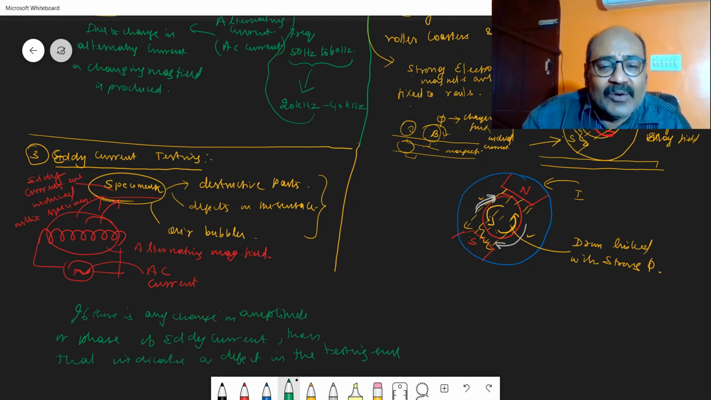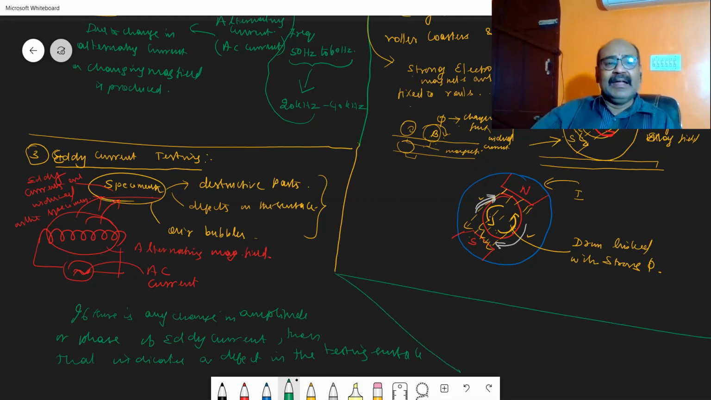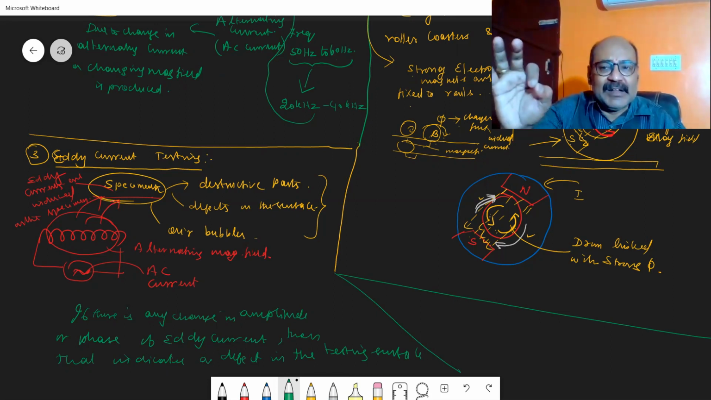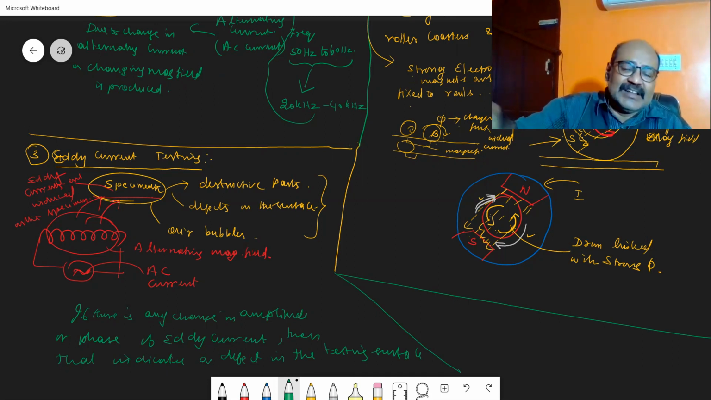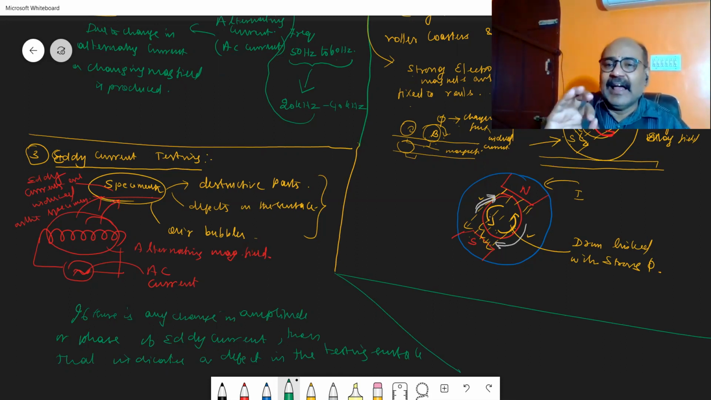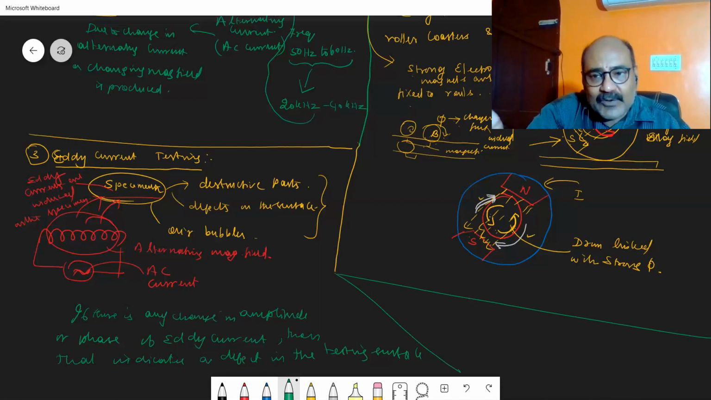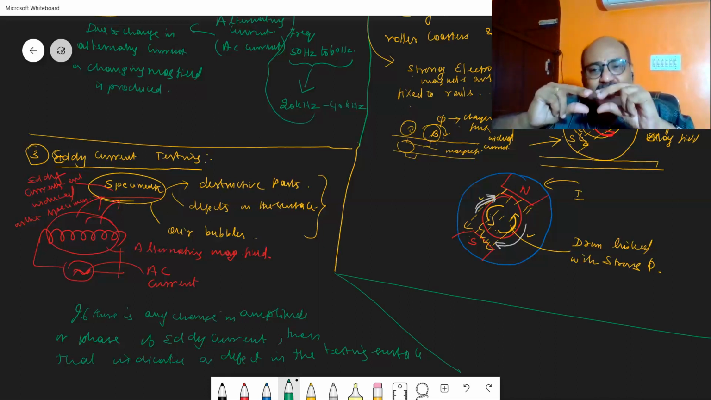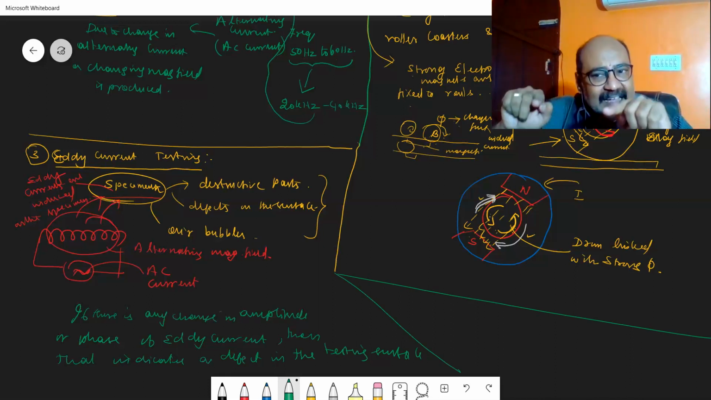This is how eddy currents act for testing purposes. Hope you have understood. If you have a specimen and want to know whether its surface has any defects, cracks or air bubbles, we can determine it with the help of eddy currents. For that, what we have to do is consider insulated wire wound in the form of a coil, and to that wound coil, you supply an AC current.